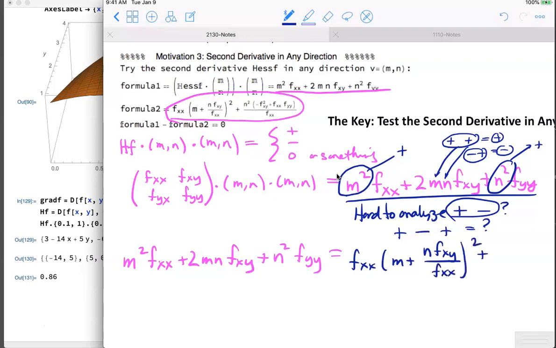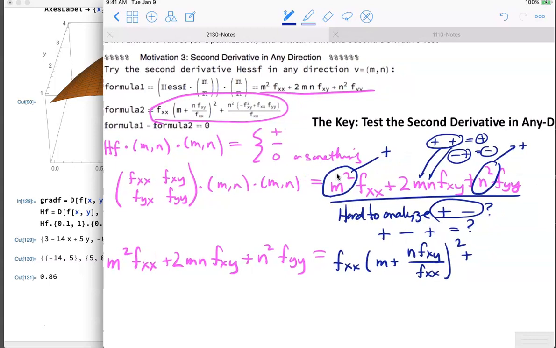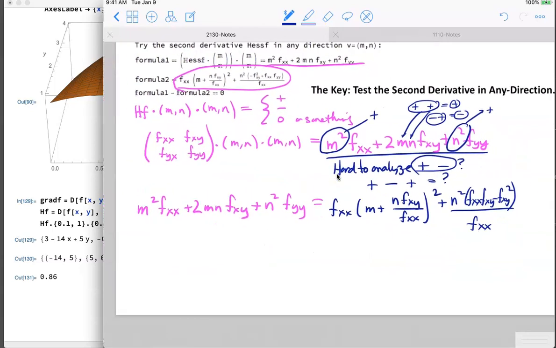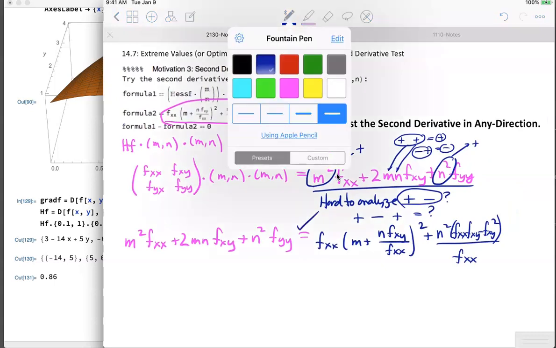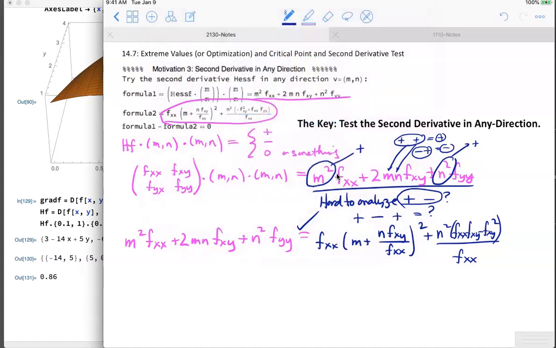Plus a second term, n squared times (fxx fyy minus fxy squared) divided by fxx. Now these are equivalent to each other, and it turns out from completing the square. If you took 1/2 of this entry, added it in, and squared it, subtracted it, you would have been able to factor this expression. And this expression actually is analyzable.